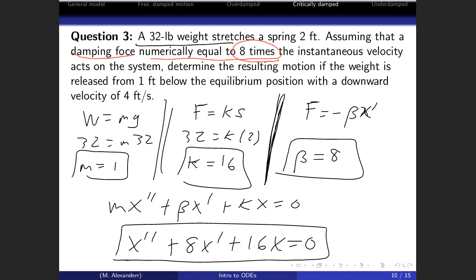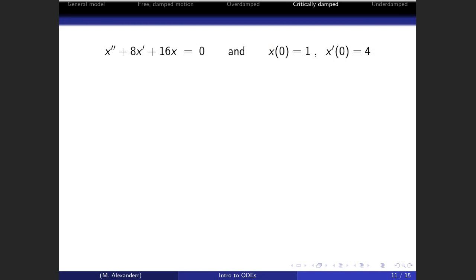The second part of the second sentence here tells us that the initial position is again equal to 1. The initial velocity is equal to 4. Now we have a differential equation together with 2 initial conditions, and so we should be able to solve this mathematically.